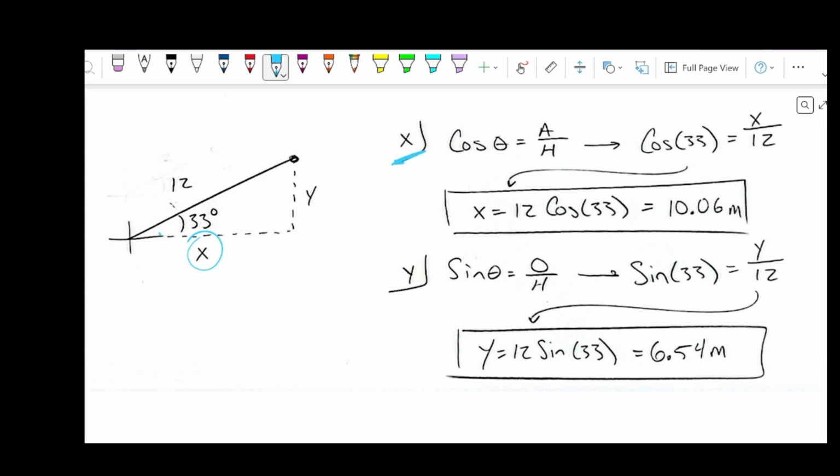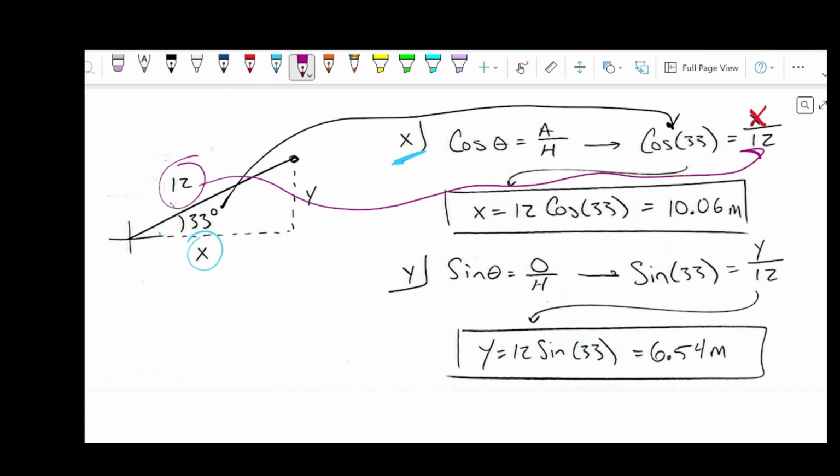For the x, if you look at where the x is sitting with respect to the cosine, the x is going to be touching the angle, so that's going to be our adjacent. So we're going to use our cosine. So what we can do is say x equals the cosine of theta, which is going to be A over H. That's our fundamental identity. We're going to plug it in. Theta is 33. X is our unknown, so we're going to leave it as such. I'm just going to make it red because that's what I'm focused on. And then 12 was our hypotenuse.